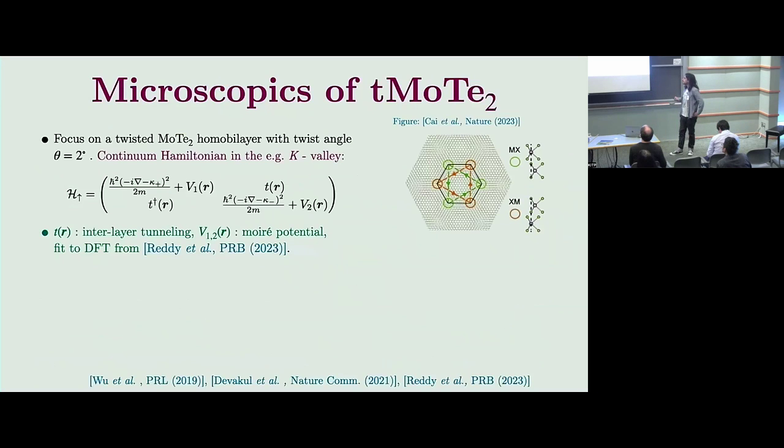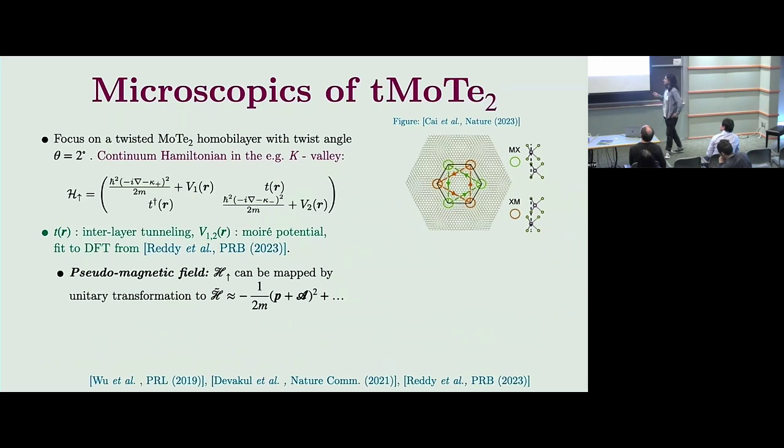All right, so a little bit more detail about what the microscopic model is. We'll take a continuum Hamiltonian, say projected in the K valley. It's written here, so this is a matrix in layer space. These off-diagonal terms are interlayer tunneling. Diagonal terms are my kinetic energy. The V's are the Moiré potential. And we're going to fit this Hamiltonian to DFT from this paper.